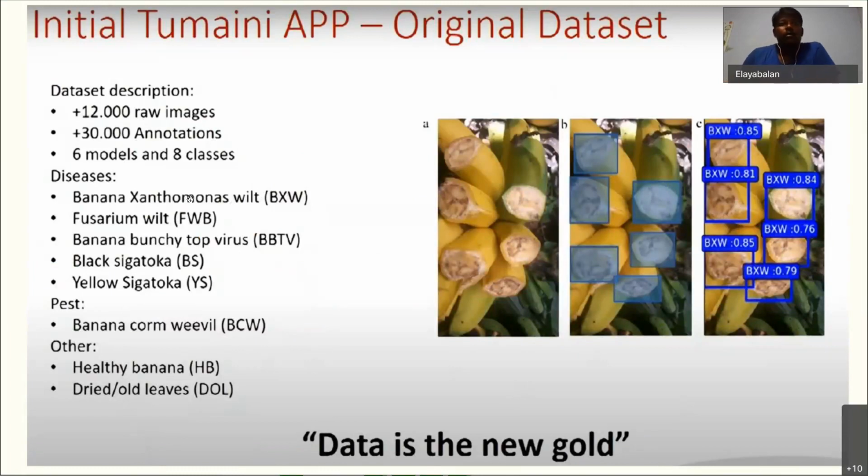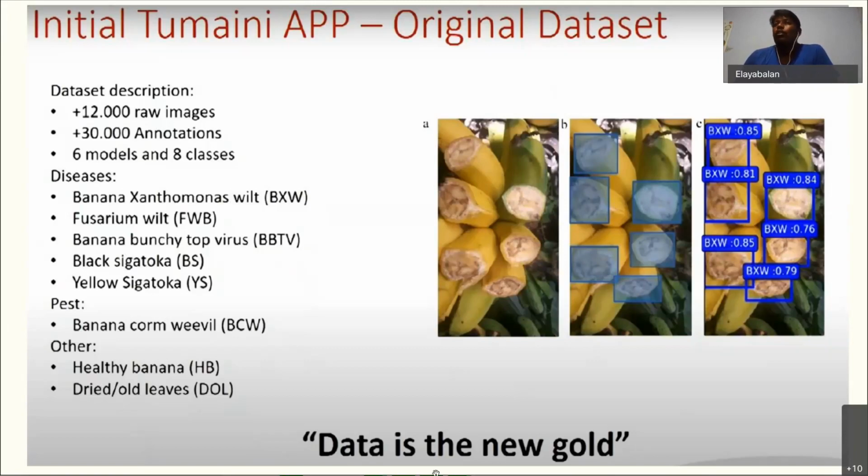The first one is Banana Pseudomonas wilt, which is more prevalent in Africa. Fusarium wilt is worldwide and a major devastating disease, and there is also banana bunchy top virus, black Sigatoka, yellow Sigatoka and leaf spot. These cause viral, bacterial and fungal disease, and the major pest problem is called weevil. So we know the diseases, but we also need to know whether the plant is healthy or not.